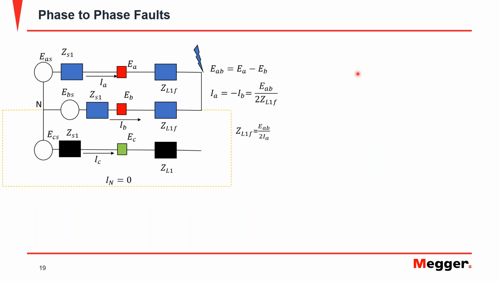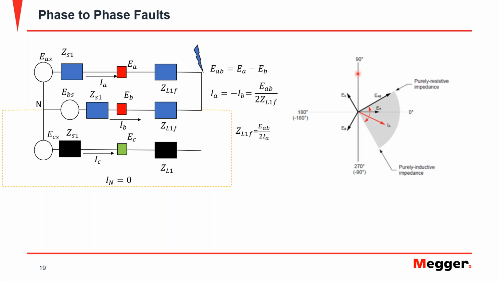Now, when it comes to the phase-to-phase fault, we have a somewhat different case, because in the case of a phase-to-phase fault, now the current is equal to the phase-to-phase voltage, this one here, divided by twice the impedance of the line. But the same thing applies, that the current is going to be within 90 degrees, although this time it's not going to be within 90 degrees of the phase voltage, but within 90 degrees of the phase-to-phase voltage.